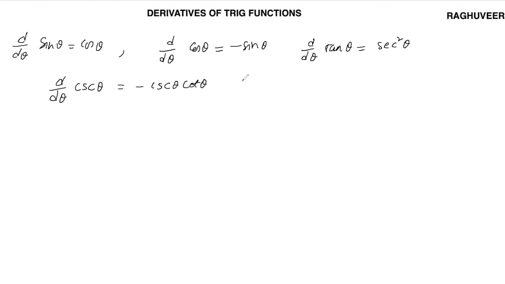and d by d theta of secant theta is secant theta tan theta, and d by d theta of cot theta is minus cosecant square theta. Okay, and let us perform some of the derivatives with respect to theta. Here are a few.